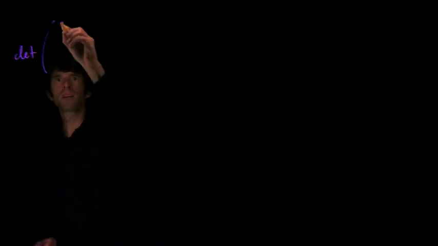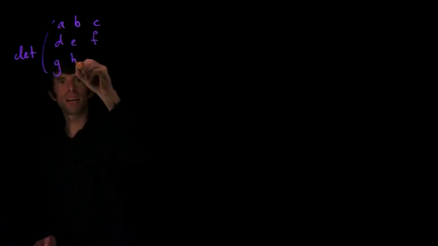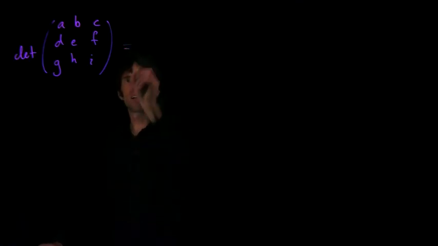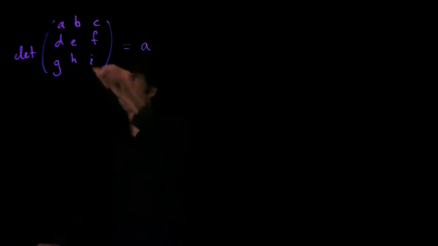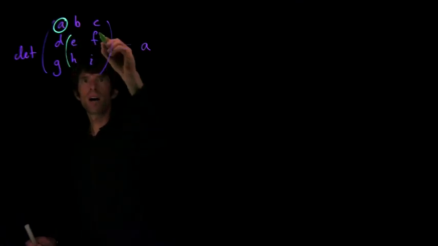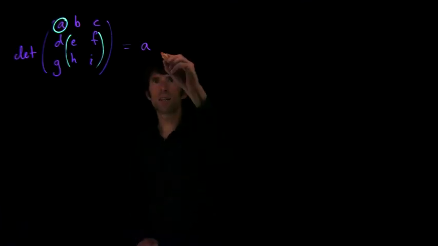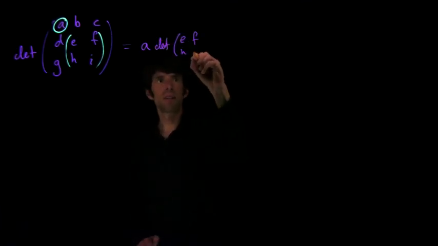So let's say the determinant of a, b, c, d, e, f, g, h, i. Here's some arbitrary 3 by 3 matrix, and we can work this out. This is going to be a, so I'm going to take this element here times the determinant of the complementary 2 by 2 matrix. So a times the determinant of e, f, h, i.